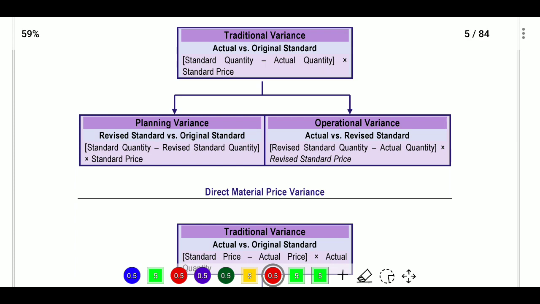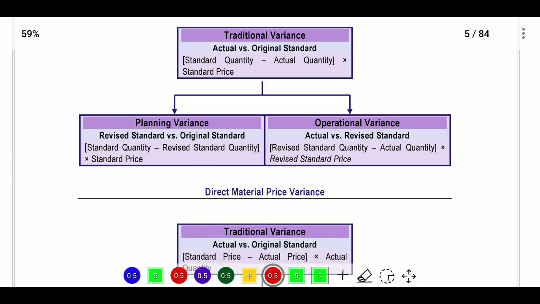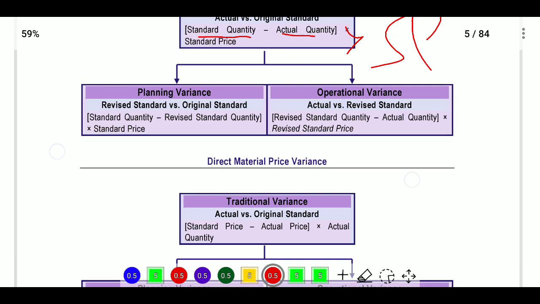So for traditional variance, what is the formula? Firstly we will see the material. For material we have quantity and price, maybe a change in quantity or a change in price. If you go for quantity, it is standard quantity minus actual quantity into price, which is standard price, always standard price. Next, in planning variance we are seeing only quantity related differences. The standard quantity you kept minus the revised quantity into price, which will be standard price, always standard price.